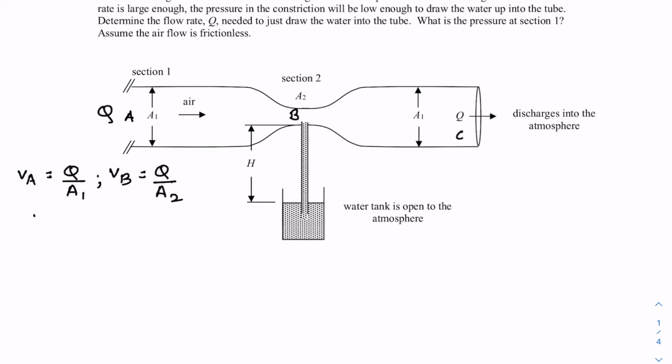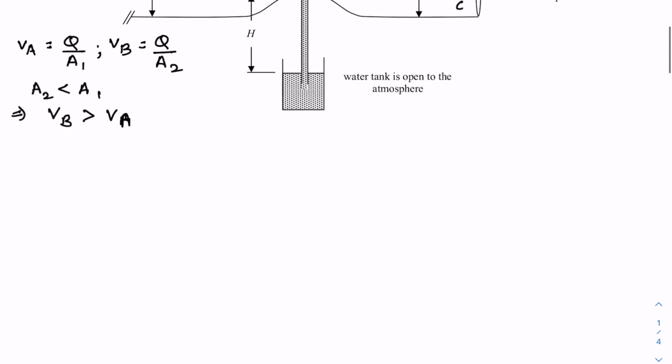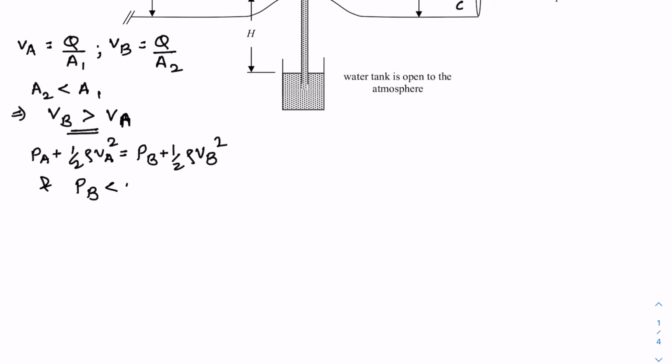And since A2 is smaller than A1, that means the velocity of air at B is larger than the velocity of air at A. So Bernoulli's equation tells us that PA plus half rho VA squared is equal to PB plus half rho VB squared. And since the velocity at B is larger, it means the pressure at B is smaller than pressure at A.